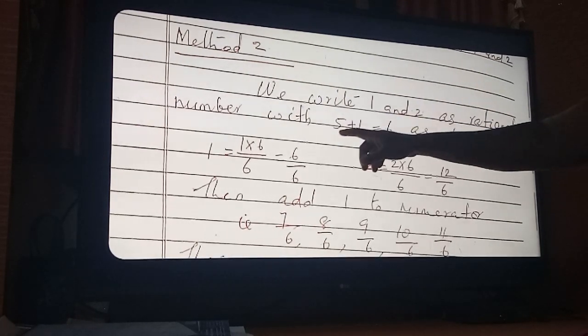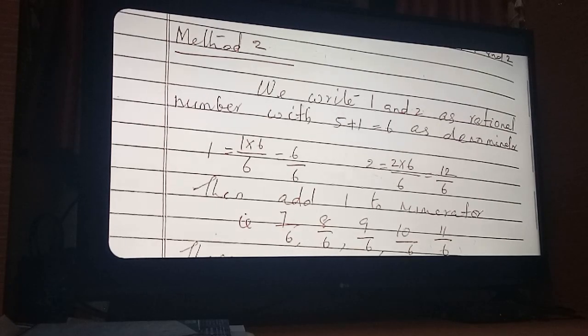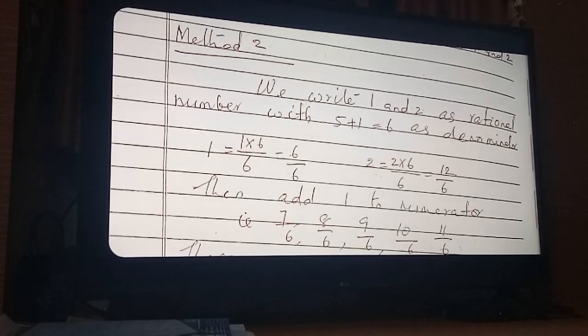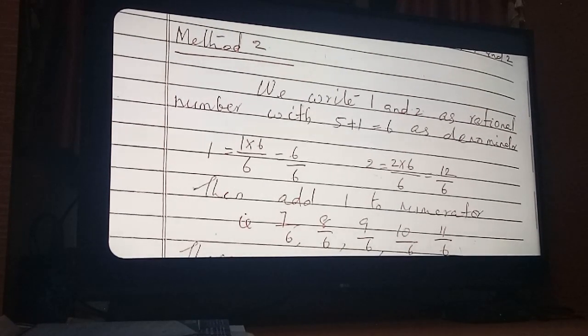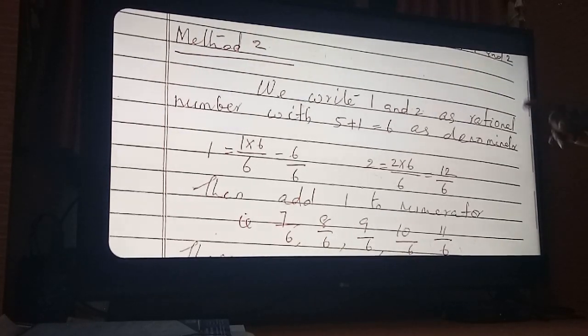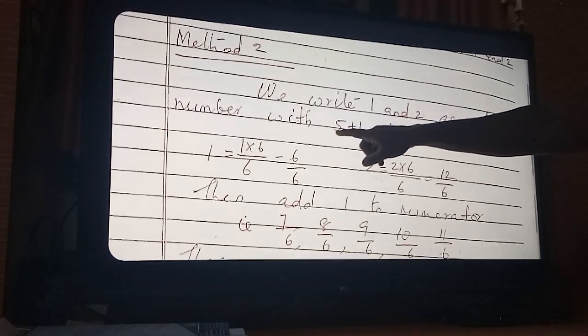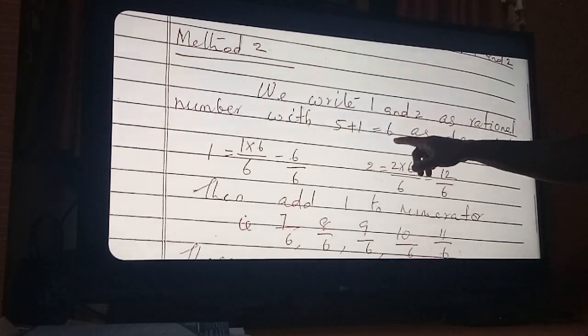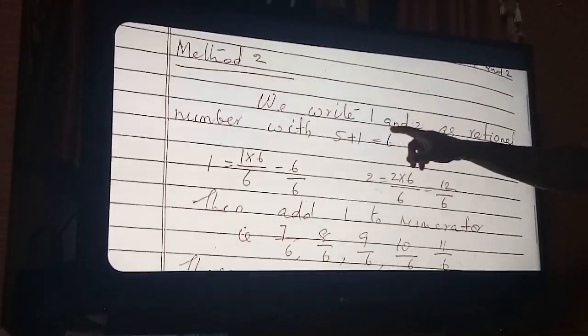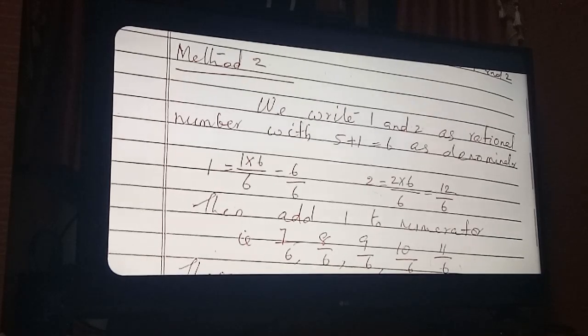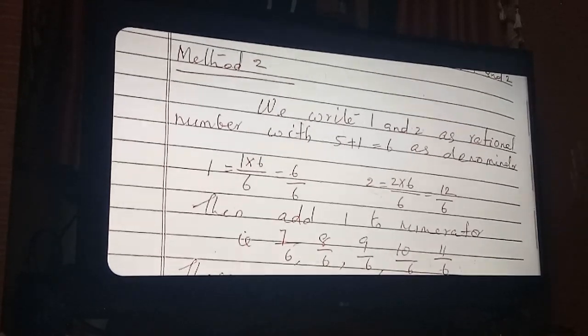So along with the 5 I will add 1. If you want to find 6 rational numbers, you add 6 plus 1. If you want to find 7 rational numbers, you add 7 plus 1. Okay. Here how many rational numbers do you want to find out? 5. So 5 plus 1, how much is coming? 6. So this 6 I will make as the denominator.